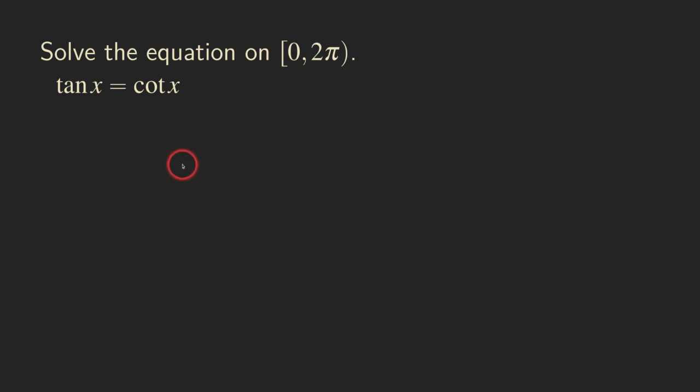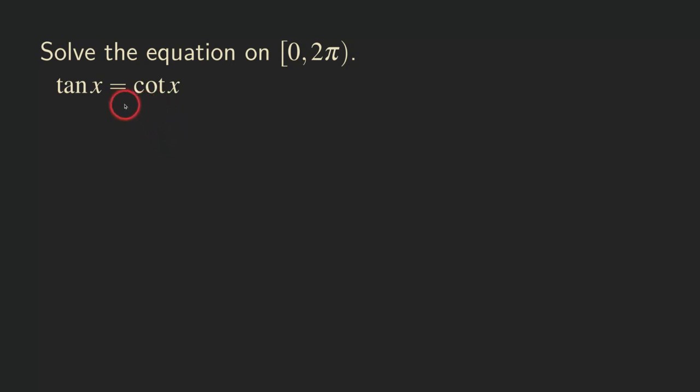Hello everyone, let's look at a trig equation that involves tangent and cotangent. As you can see in this equation, we want to find the x value so that tangent x is equal to cotangent x. In this case, because we have two different functions, we'll try to find ways to turn one into the other so that we will have just one type of trig function in the equation.